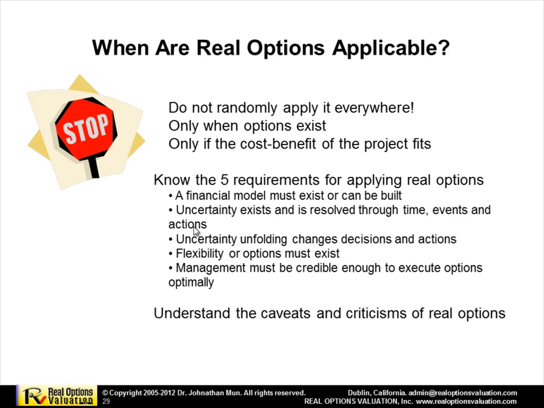Now, when are real options not applicable in this case? Well, the answer is don't apply real options everywhere. Apply it only when it's appropriate, of course. There are 5 requirements in this case for applying real options. So there must be uncertainty, of course. A model must exist, or can be built. So you must have some type of NPV, DCF, and so forth.